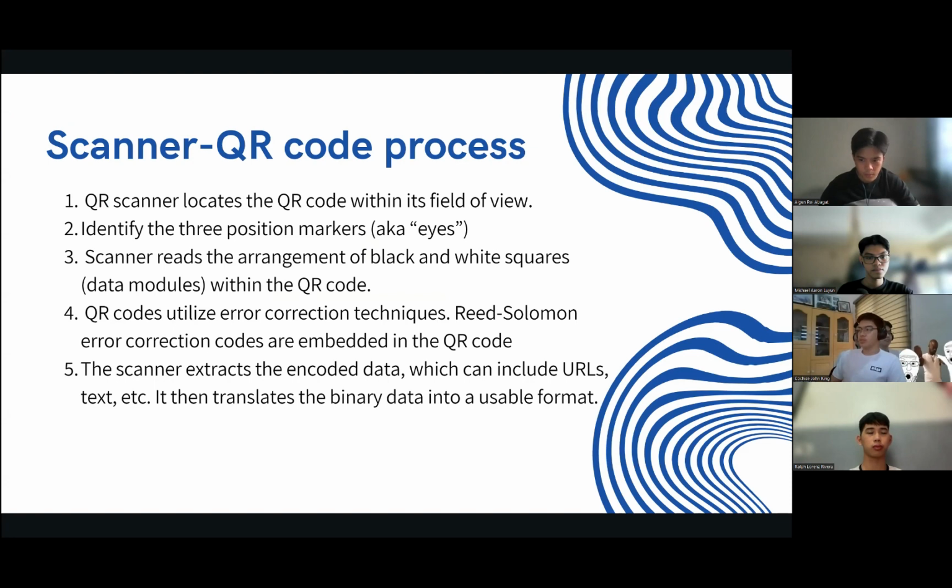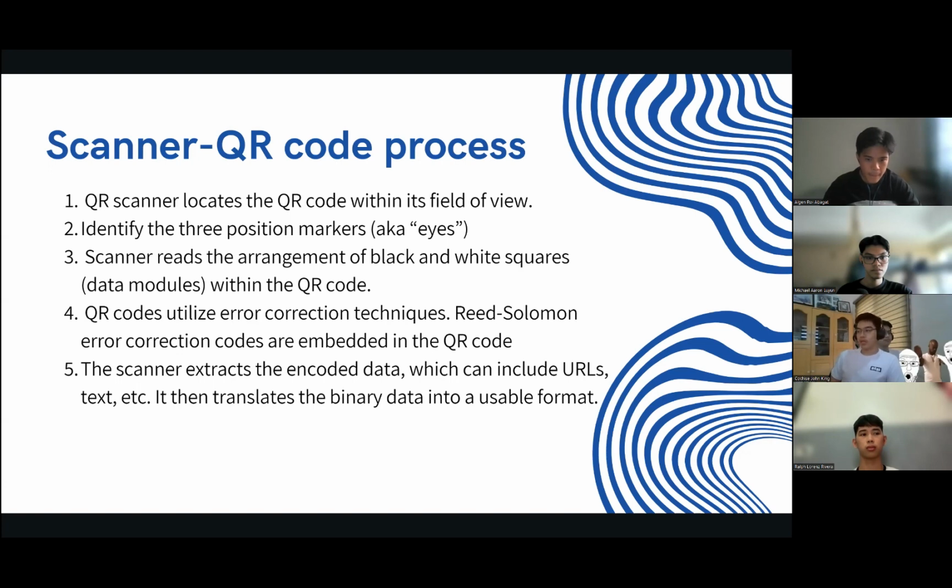Each data module represents a binary value. The scanner then interprets the pattern of data modules to extract the encoded information. For the third part, the QR codes utilize error correction techniques to ensure accurate decoding even if parts of the code are damaged or obscured. Reed-Solomon error correction codes are embedded in the QR code.